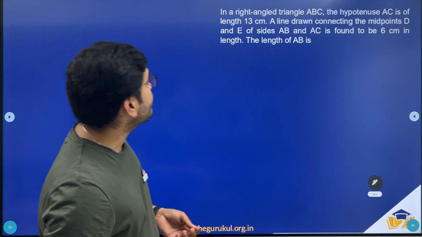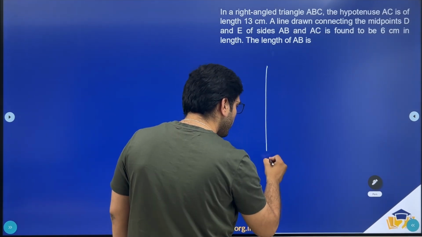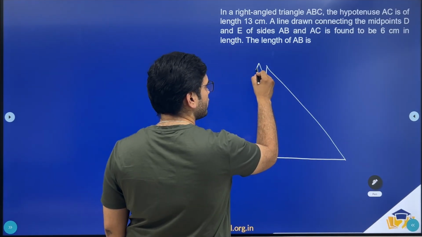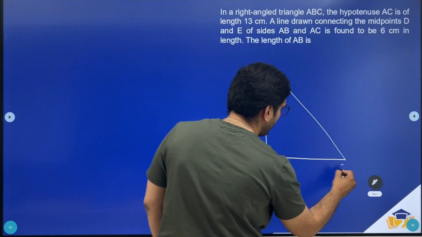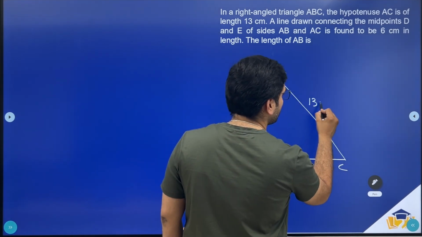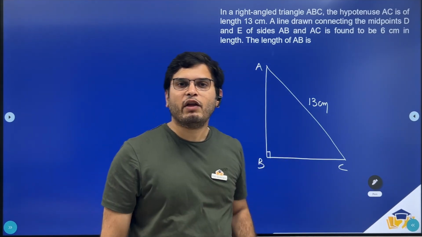Now coming to the last question. In a right angle triangle ABC, the hypotenuse AC. So the right angle is at B. Okay. So this is right angle triangle ABC. Hypotenuse is AC. Now AC is of length 13 centimeters. Right. If this is 13, these two need not be 5 and 12 in that order.